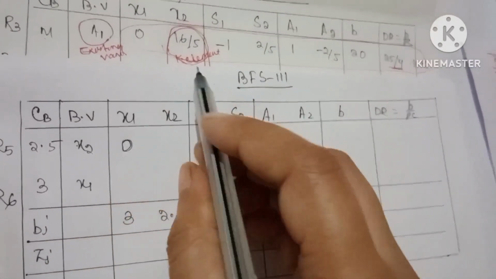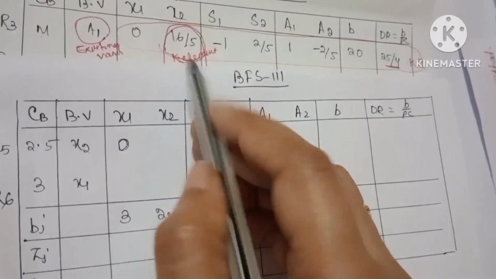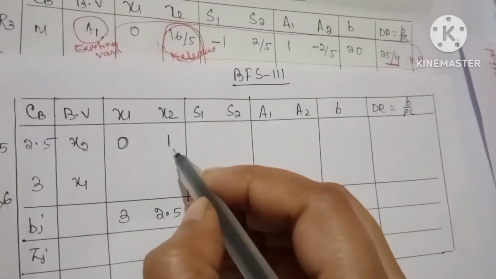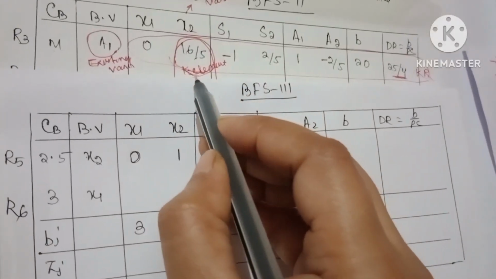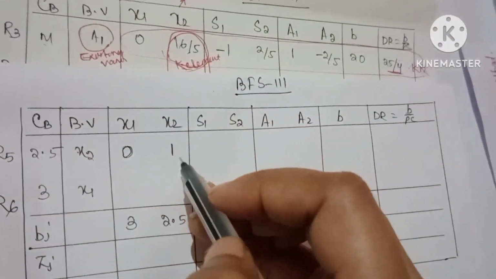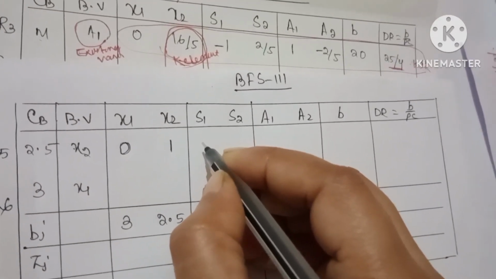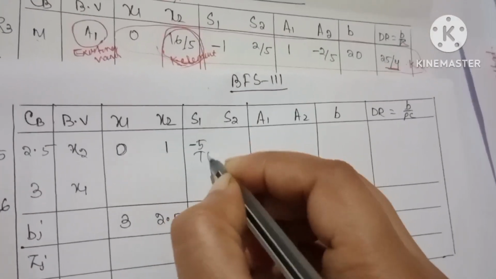Okay, so here 16 by 5 into 5 by 16, this will become 1, because our objective is to make the key element into 1. So this will become 1. Here minus 1 into 5 by 16, this will become minus 5 by 16.